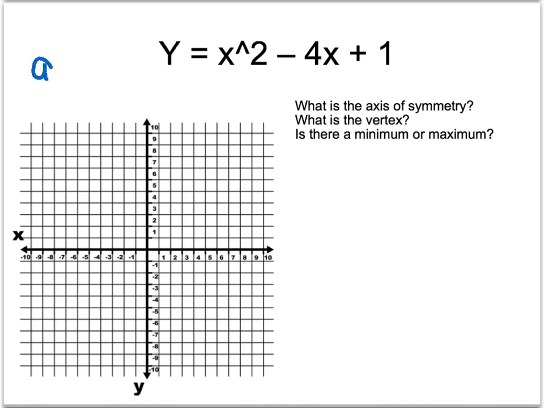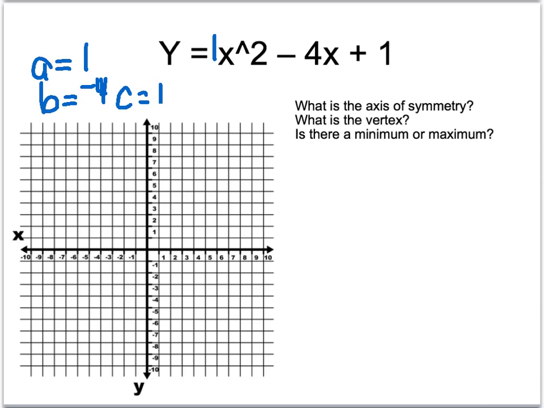Let's identify the values for a, b, and c. The value for a is 1. It's a coefficient of 1 in front of the x squared. The value for b is negative 4. It's the value in front of the x. And the value for c is positive 1.